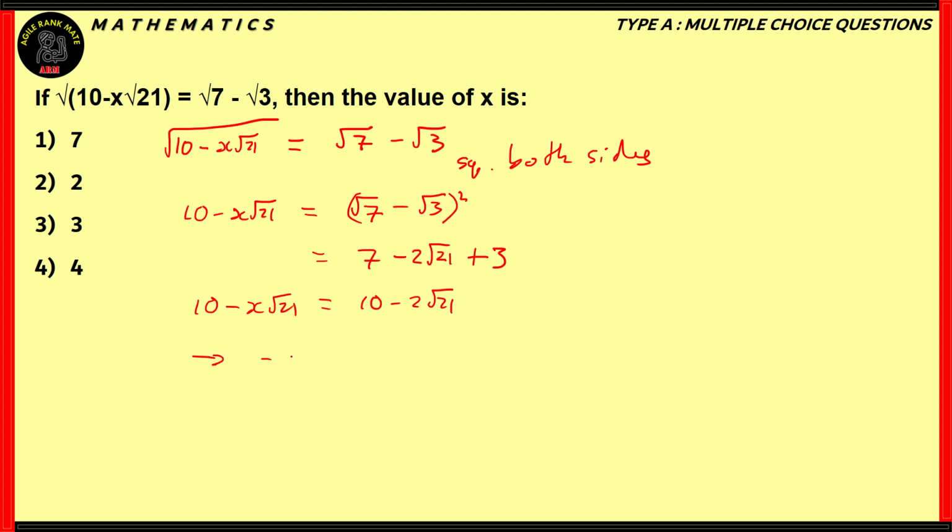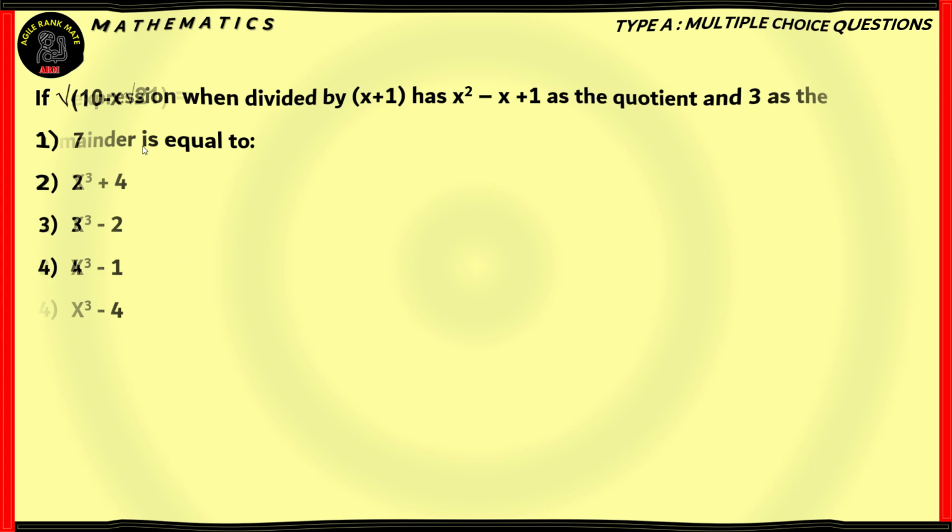That means minus x root 21 equals minus 2 root 21. So therefore, when we take negative root 21 common and we cancel each other out, we get x equals 2. So the answer for the value of x for this particular expression is option 2, 2. Now let's look at another question.